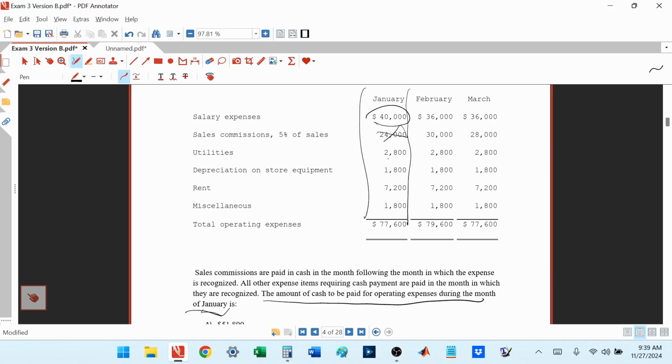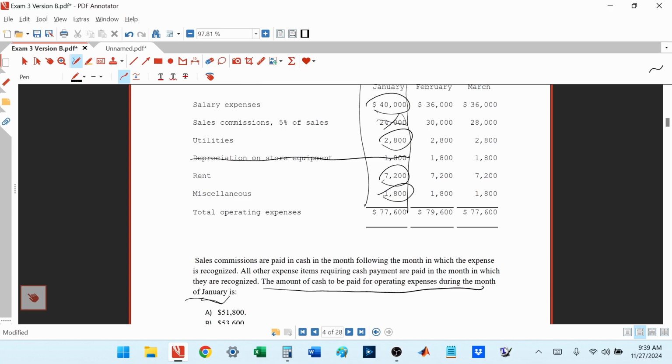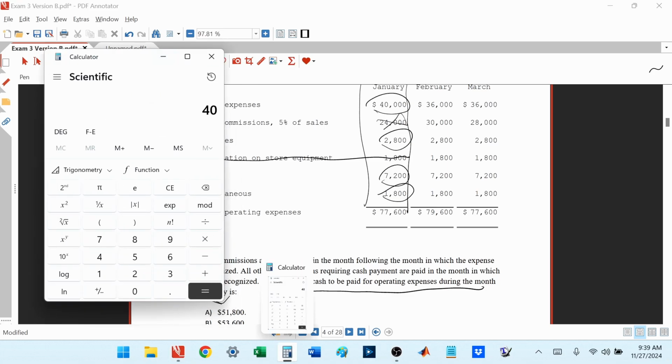That would be paid in January. And depreciation is an expense, but it never involves paying in cash. We've already said that. So you just add up the 4 items that I've circled. It said all other expense items that require cash payment are paid in the month in which they are recognized. So $40,000 plus $2,800 plus $7,200 plus $1,800 is the answer.